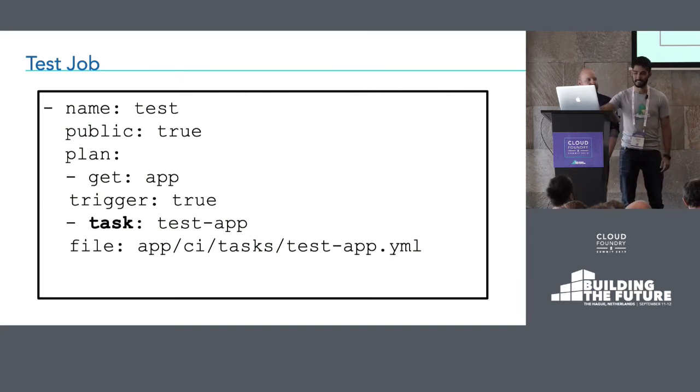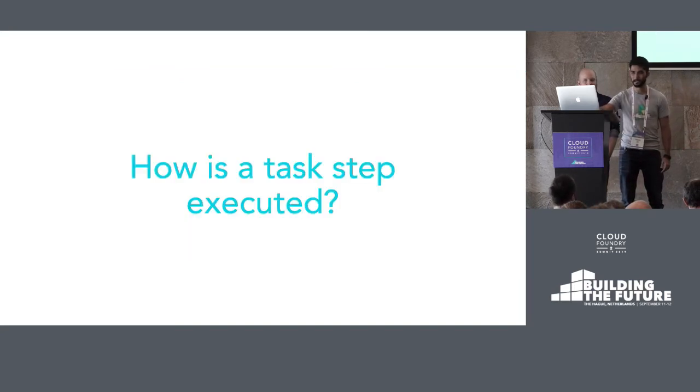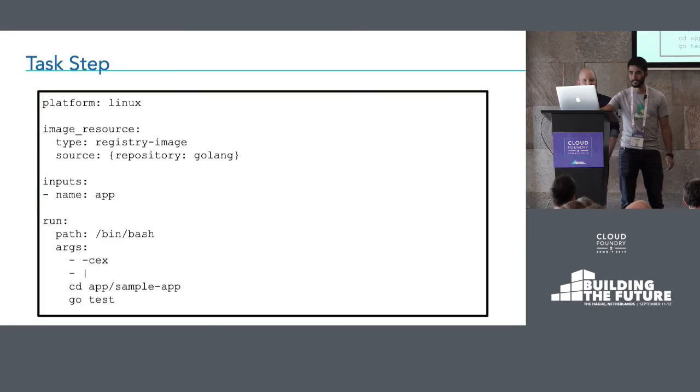And the last step is the task step. So how is the task step executed? So every task step has its own configuration. So this is the configuration for our task step. So of course, the build routine is going to have to go through this task configuration to know how to run it.